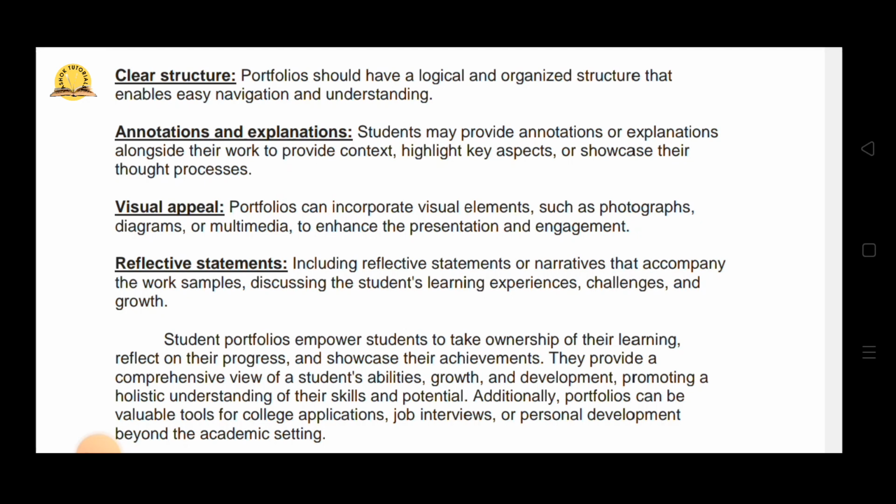Now, visual appeal. Portfolios can incorporate visual elements such as photographs, diagrams, or multimedia to enhance presentation and engagement. See, I believe that my audience, those who are listening to my videos, many of you might have done your masters, many of you might have done your PhD also.